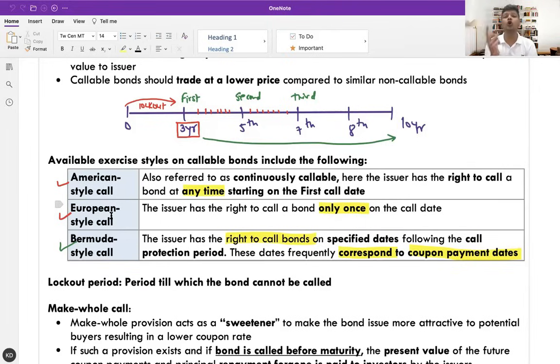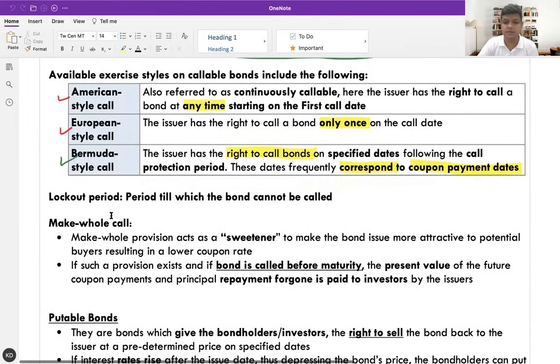That's called make whole call. What is that called as? Make whole call. Isn't that sweet enough? This is actually called, the word that I used, isn't that sweet enough? It's actually called a sweetener in the bond.